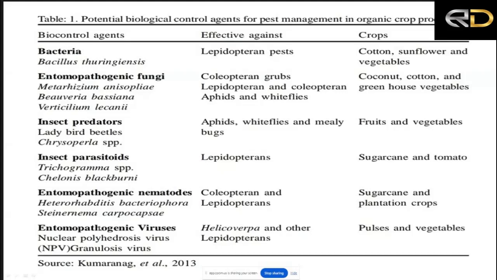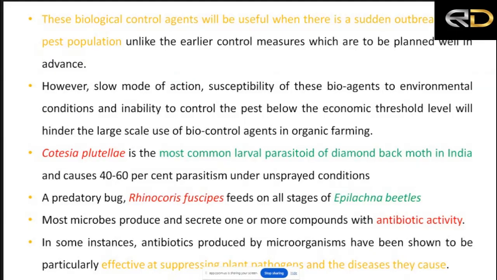Then we also have certain viruses which we can use as a biocontrol agent, like NPV, nuclear polyhedrosis viruses. They are also effective against very common pests like Helicoverpa and many other Lepidopteran pests, which are mostly associated with crops, pulses, and vegetables. So these are some very commonly used and effective biocontrol agents in normal days. So these are certain more examples.